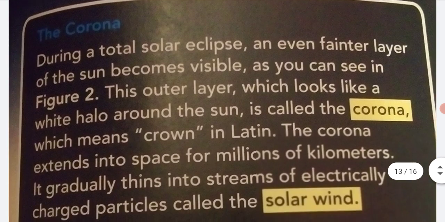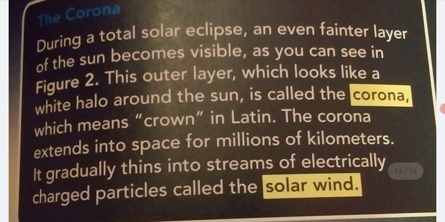The corona. During a total solar eclipse, an even fainter layer of the Sun becomes visible, as you can see in Figure 2. This outer layer, which looks like a white halo around the Sun, is called the corona, which means crown in Latin. The corona extends into space for millions of kilometers. It gradually thins into streams of electrically charged particles, called solar wind.